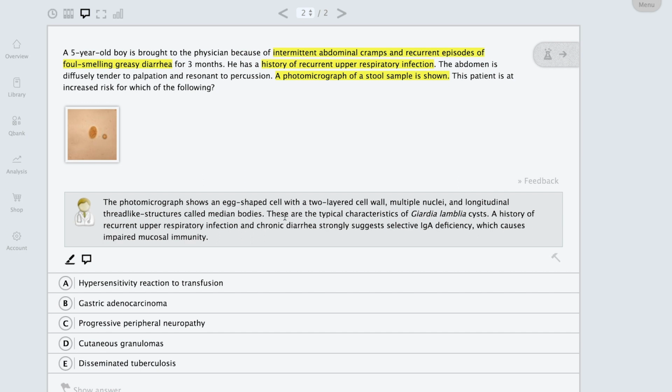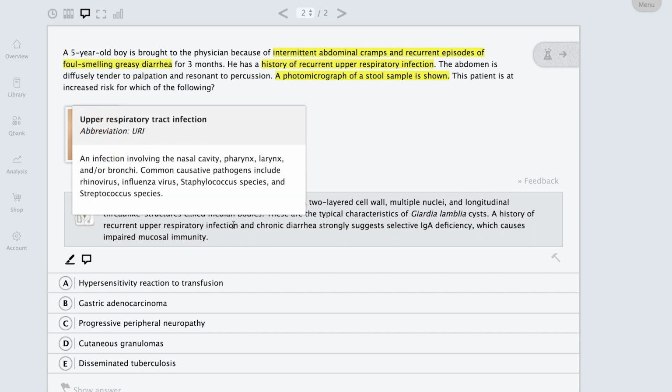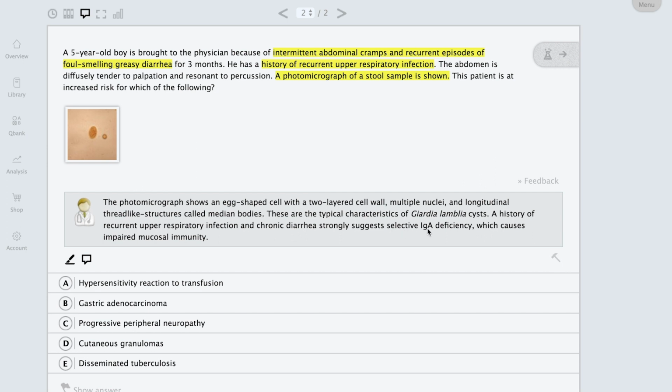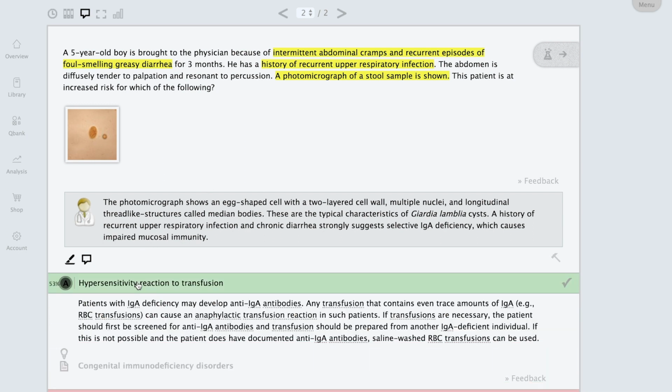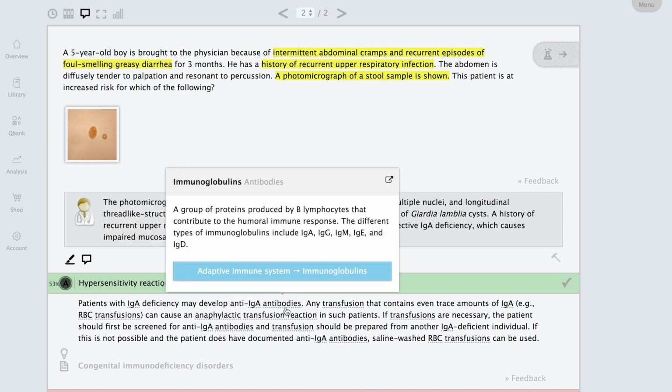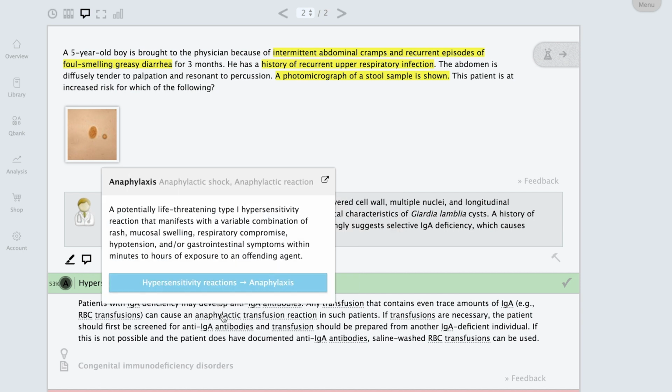Okay, so we have recurrent upper respiratory infection, chronic diarrhea. Our patient likely has a selective IgA deficiency then. This patient then is at increased risk for which of the following? A hypersensitivity reaction to transfusion. Why? Well, they develop anti-IgA antibodies. So a transfusion with IgA would of course cause an anaphylactic reaction.